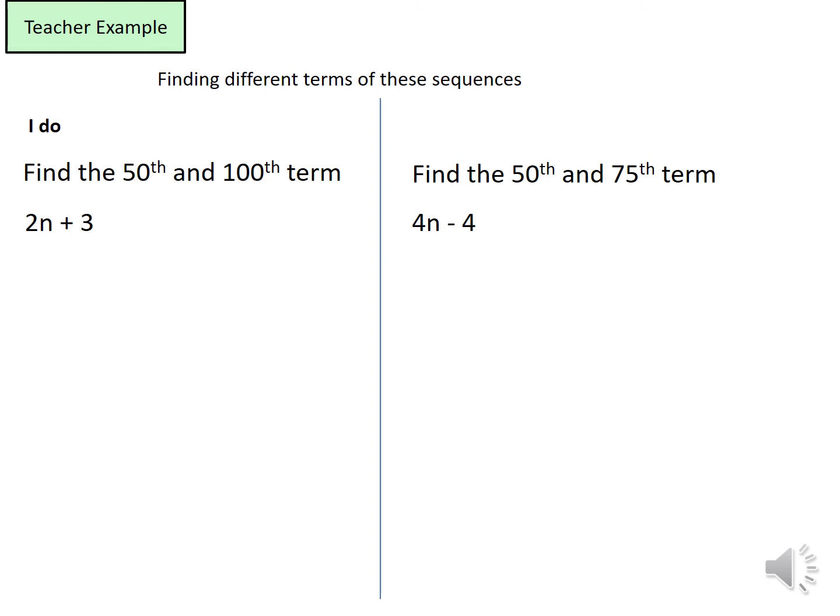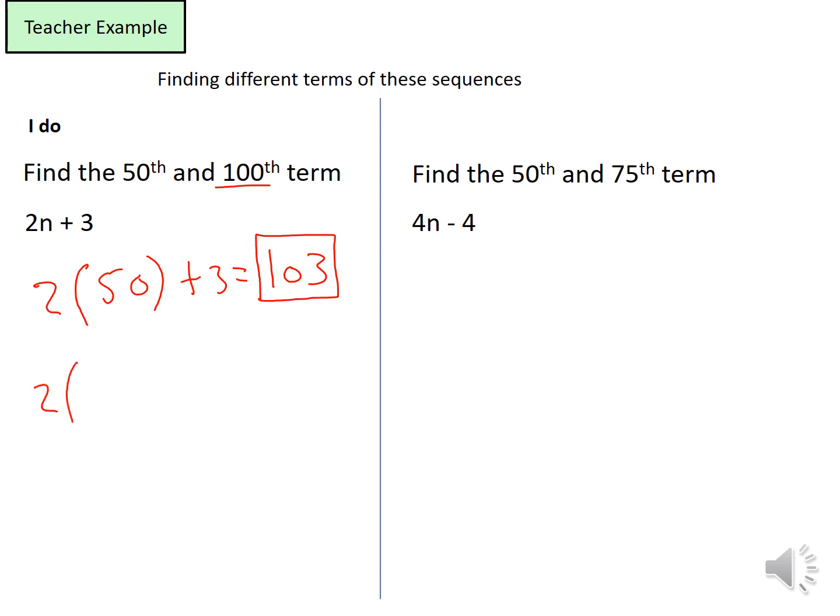If this is the case, you do exactly the same as what we've been doing in the previous slide, except it would be 2 bracket 50 bracket plus 3. So 2 times 50, which is 100, add 3, which is 103. So this 103 will be the 50th term in the sequence. Now I will find the 100th term in the sequence. So instead of n, I will insert 100, so 2 bracket 100 bracket, and then plus 3. So 2 times 100 is 200, add 3 is 203. That's my answer.